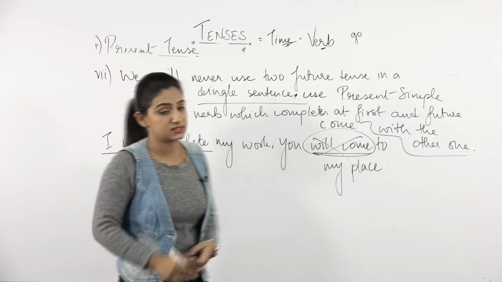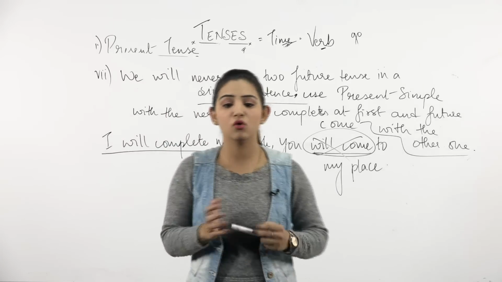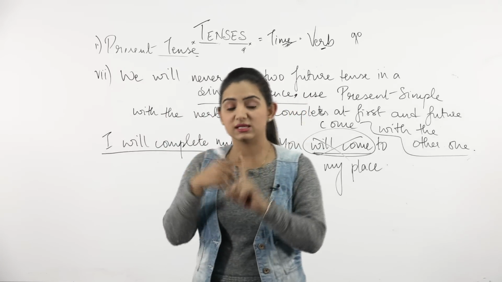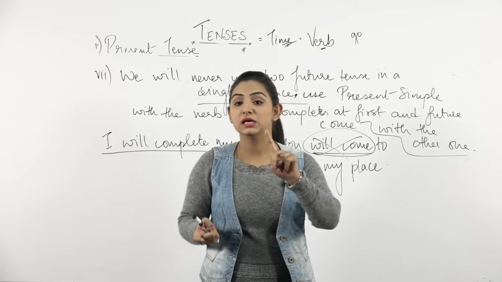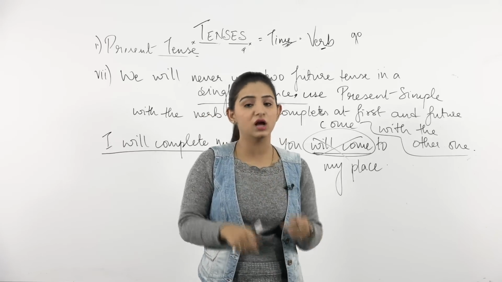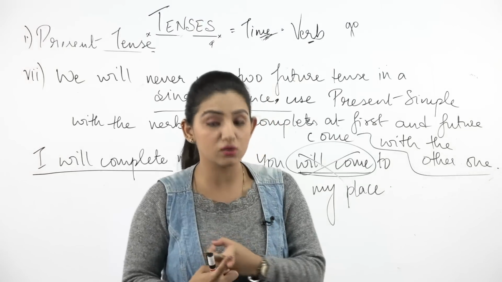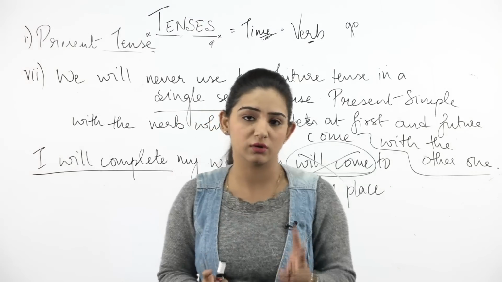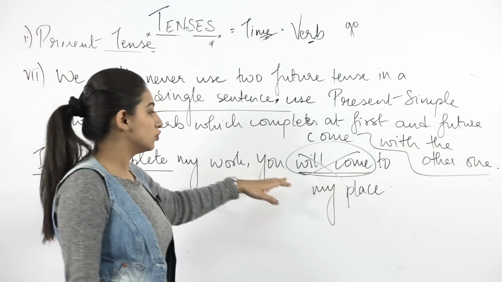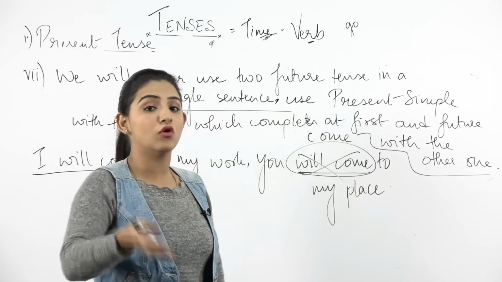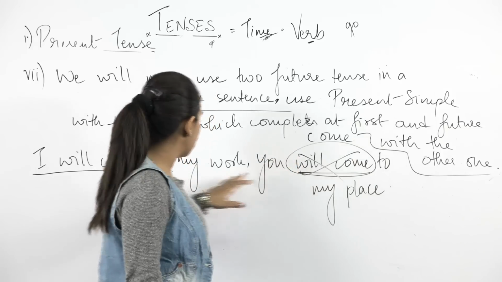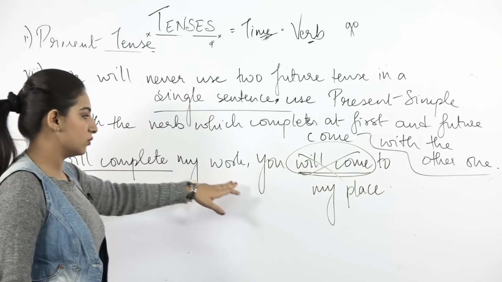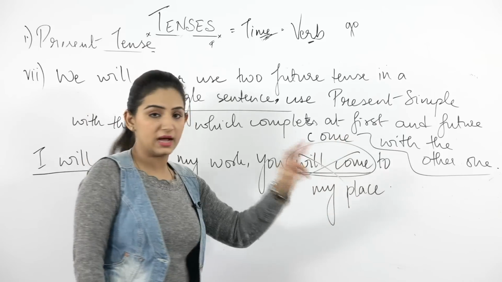जब भी हमारे पास ऐसा सेंटेंस दिया हो जिसमें दो फ्यूचर टेंस हो, तो दोनों फ्यूचर टेंस में से जो काम पहले ख़त्म होगा उस काम को आप प्रेजेंट इंडेफिनिट में लिखोगे और दूसरे काम को आप फ्यूचर टेंस में ले जाओगे. जैसे कि हमने यहाँ पे किया है, You will come to my place. पहले वो आएगा तब हम काम कंप्लीट करेंगे. ठीक है, तो यहाँ पे इसीलिए हमने लिखा है When I will complete my work, you come to my place.